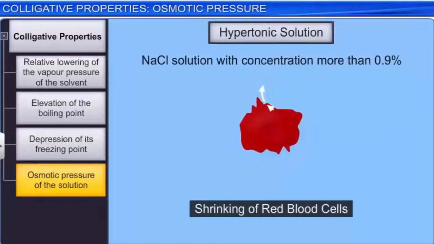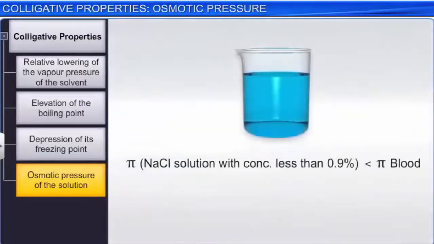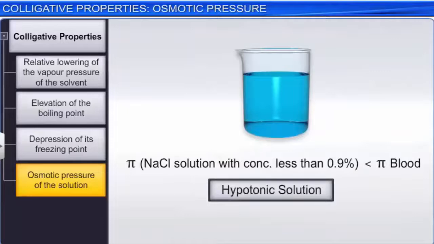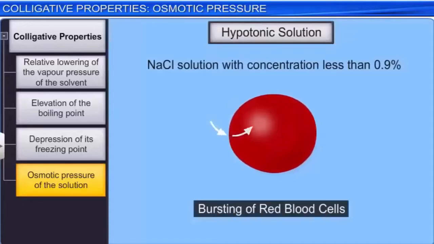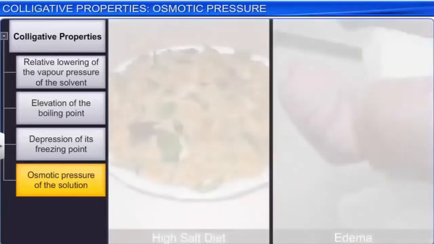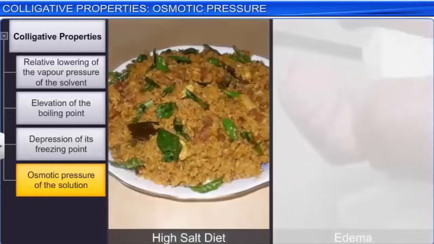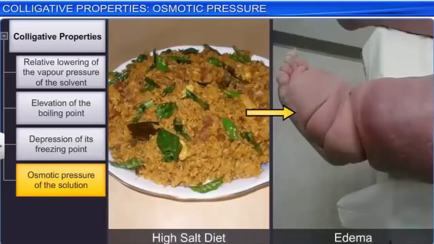On the other hand, a pure sodium chloride solution with a concentration less than 0.9% mass by volume is called a hypotonic solution. And red blood cells swell up and may even burst when placed in this solution. It is important to note that a high intake of salt in the diet can lead to a higher concentration of fluids in the body tissues because of osmosis. This will result in swelling and puffiness of body parts, which is known as edema.